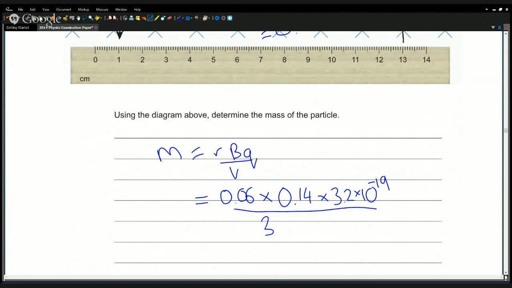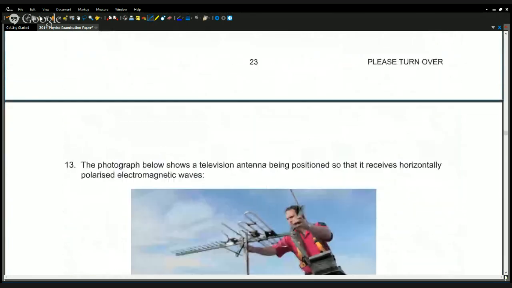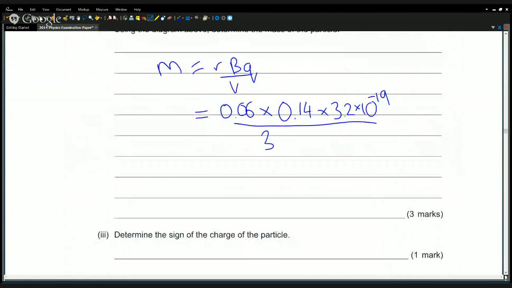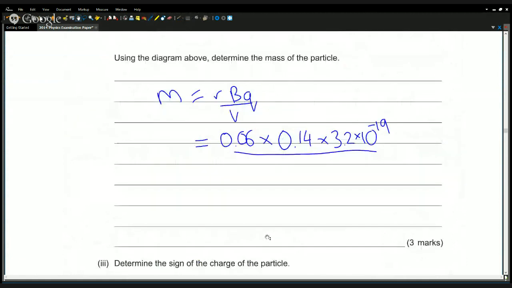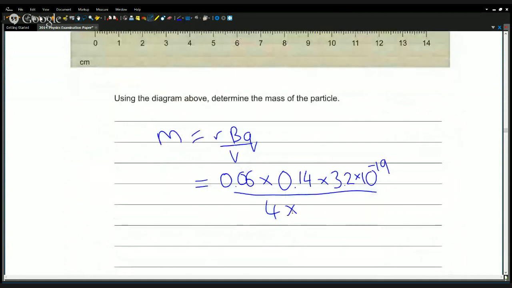So what was it, 3? 4, sorry. Okay, there we go. Okay, 4 times 10 to the 5. Work that out. Okay, 0.06 times 0.14 times 3.2 e negative 19 divided by 4e5.